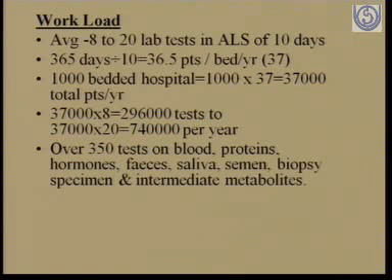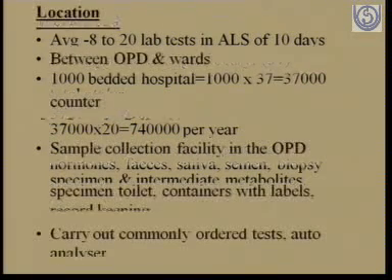As I said initially itself, there are at least 350 different types of tests on blood, proteins, hormones, feces, saliva, semen, biopsy, intermediate metabolites. These actually have reached more than 1000, but sub-tests I am not going into detail. Overall there are approximately 350 categories.